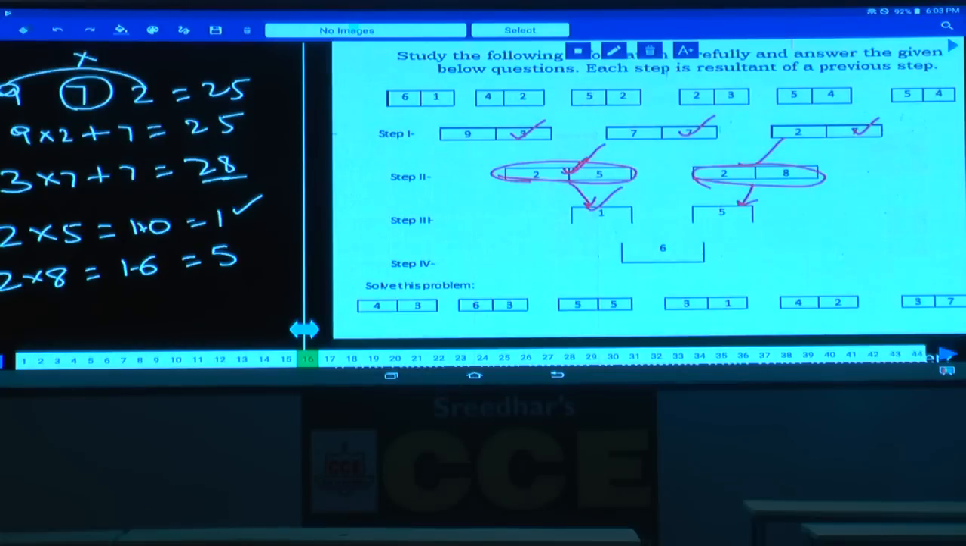Clear now? And finally step 3 to step 4, as 1 plus 5. Sum of these two numbers is the last number. And if you work out this pattern, you will definitely get the answer. And this is about question number 16 to 18, as followed in this one.